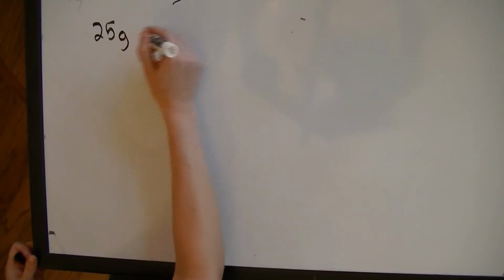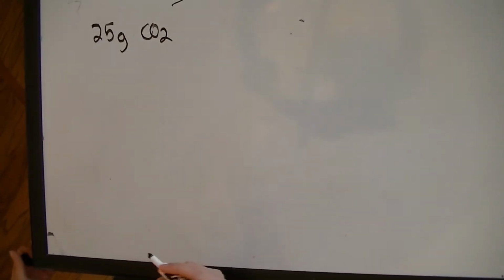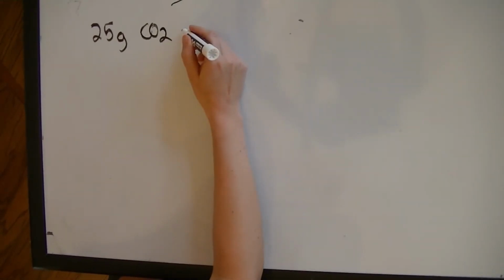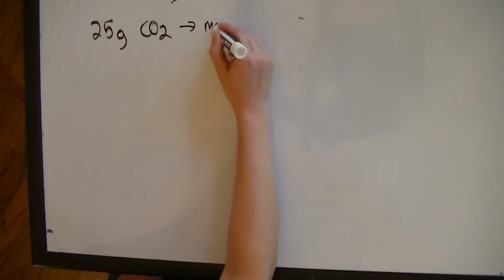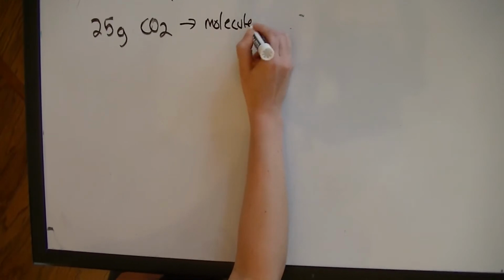I'm going to attempt to do now some problems on the PowerPoint. So after slide 11, there is a PowerPoint slide with a list of some problems doing gram, mole, and particle conversions. So I'm going to start with the first one on that PowerPoint slide, which is 25 grams of CO2, and we are going to convert that to molecules of CO2.